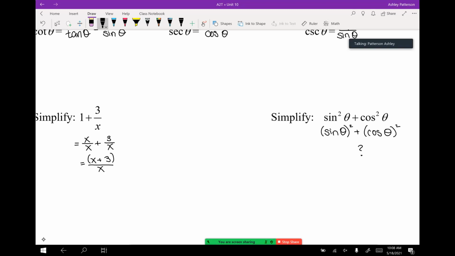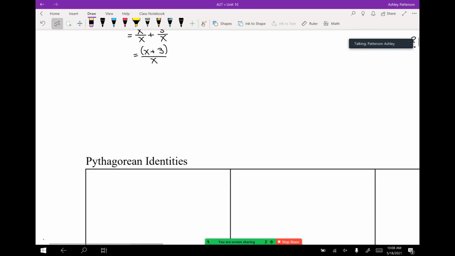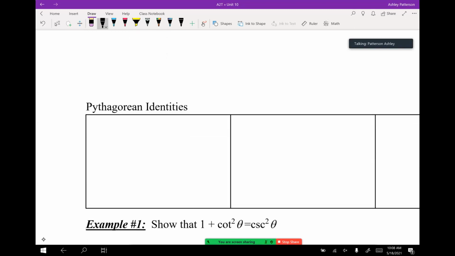Okay. Well, sine squared plus cosine squared is actually going to lead us to our Pythagorean identities, ladies and gentlemen. I would like to introduce you to the first Pythagorean identity. And it says this: sine squared of theta plus cosine squared of theta is equal to 1. So we can simplify it after all. What in the heck? Where does this come from?